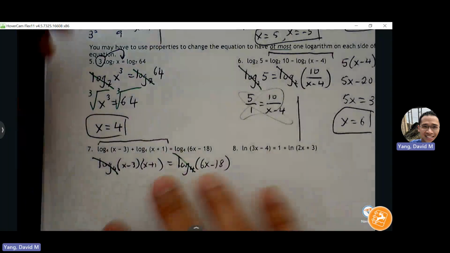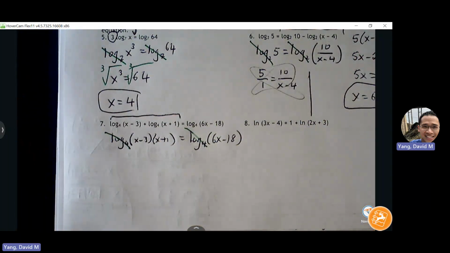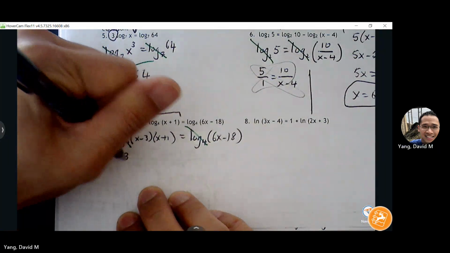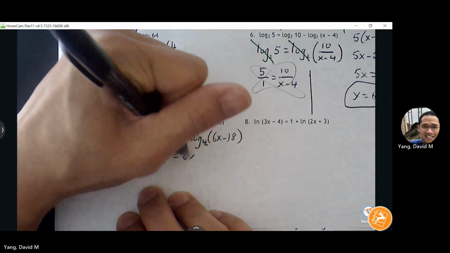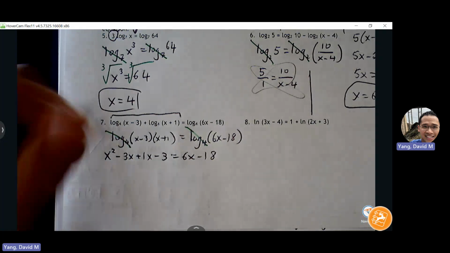Okay, log base 4 removes. There's a lot of x's here. We really have to resolve the parentheses. This could end up being a factoring problem here. Okay, I see x squared. I see degree 1. I see a constant. Let's just bring everything over to the left side. It's probably going to end up being a factoring problem.